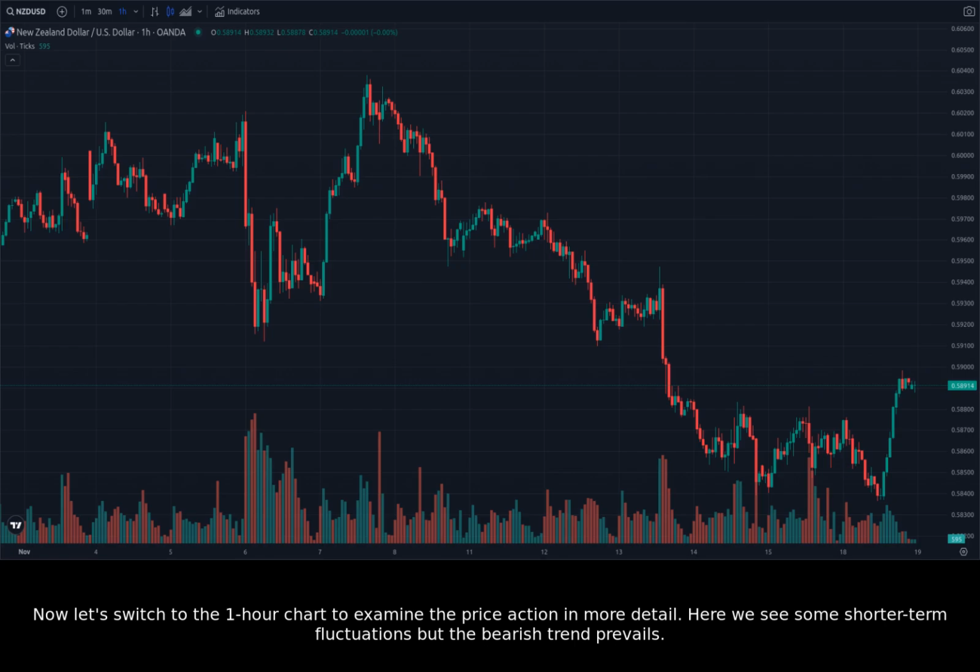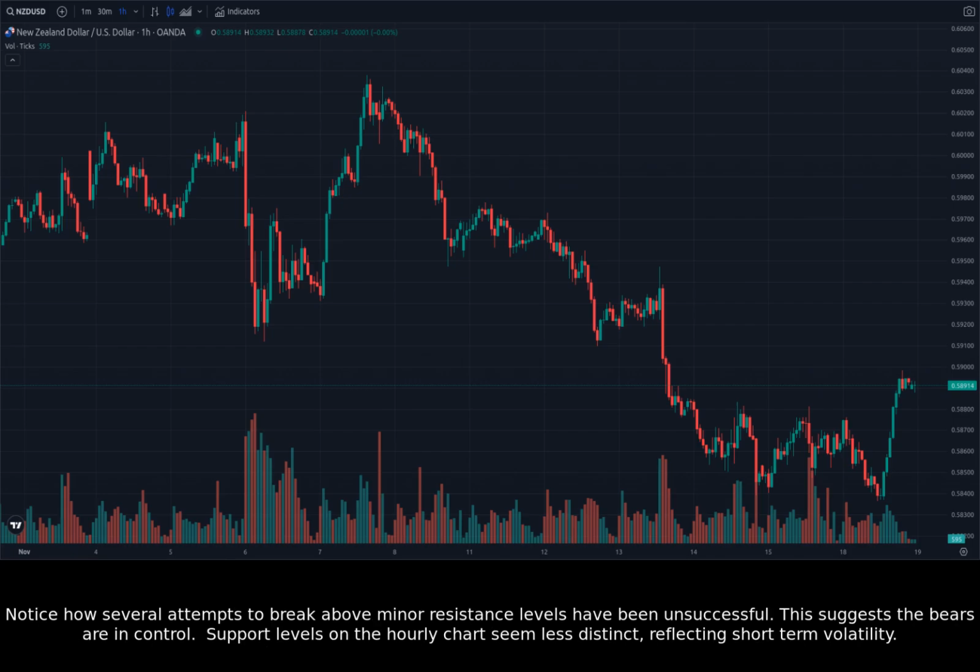Now let's switch to the 1-hour chart to examine the price action in more detail. Here we see some shorter-term fluctuations, but the bearish trend prevails. Notice how several attempts to break above minor resistance levels have been unsuccessful. This suggests the bears are in control. Support levels on the hourly chart seem less distinct, reflecting short-term volatility.